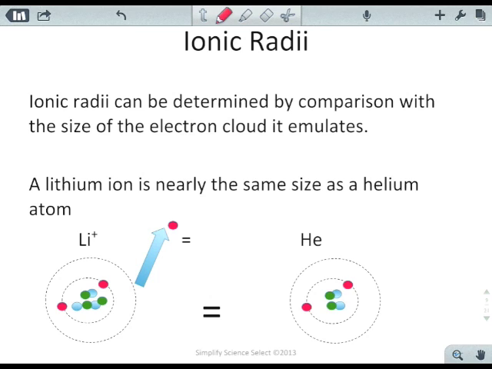Okay, so when we look at it, a lithium ion is nearly the same size as a helium atom. Basically, what you're looking at when you're looking at atomic radius and ionic radii is the same thing, except a lithium ion had one electron removed, so how many electrons does it have? It has 1, 2. Okay, how many electrons does a normal helium atom have? 1, 2. So this lithium ion will have about the same size as helium because it has the same number of electrons.